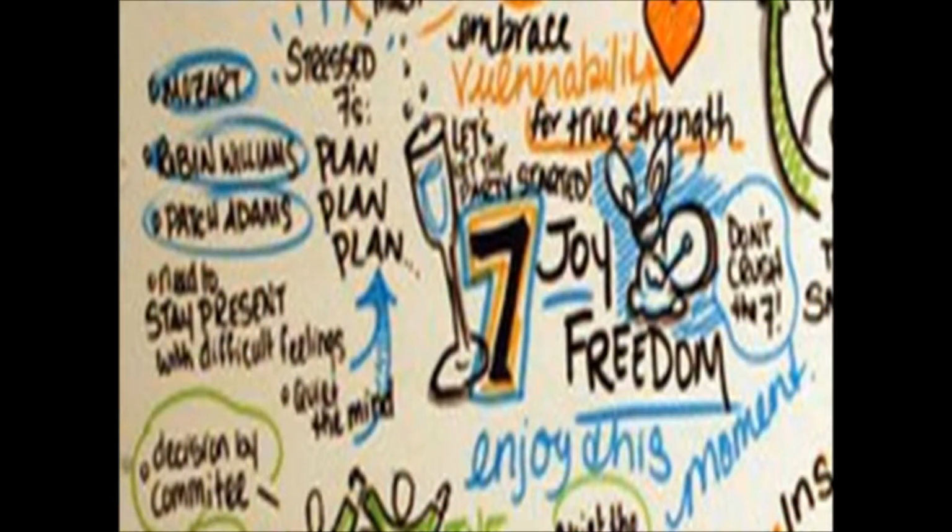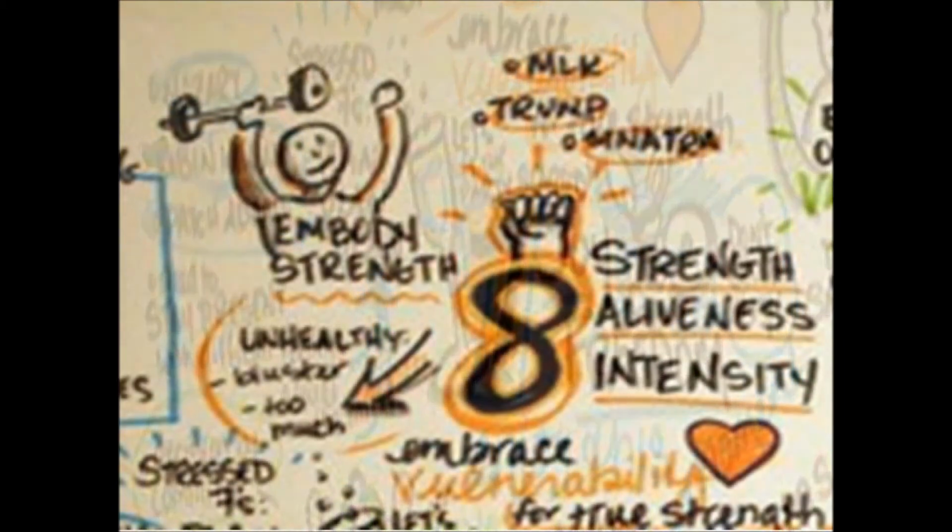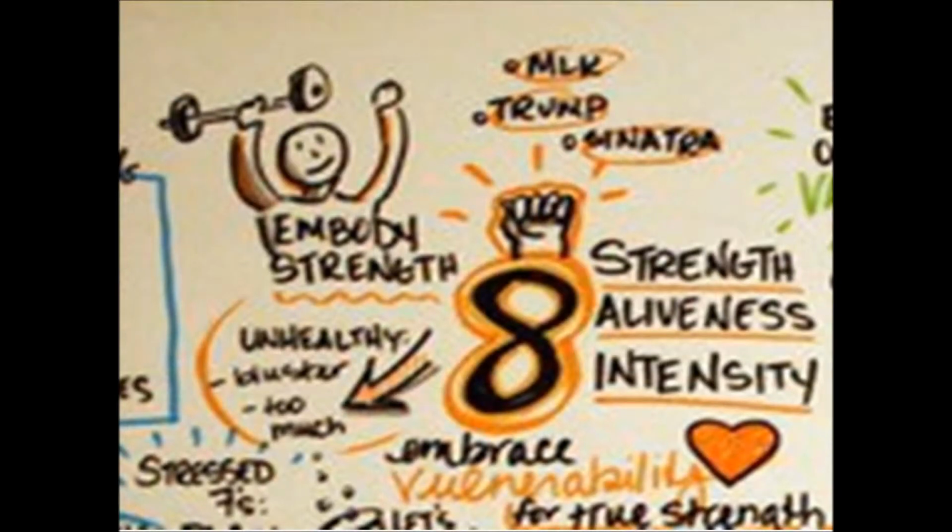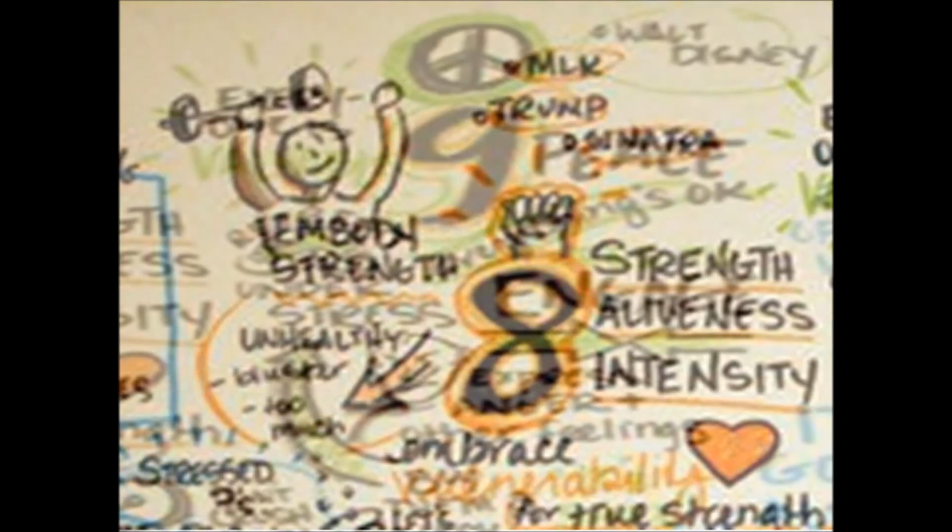Type 7, the enthusiast. Type 7 is spontaneous, versatile, acquisitive, and scattered. The main goal of the 7 is to adventure and to experience life. Type 8, the challenger. Type 8 is self-confident, decisive, willful, and confrontational. The main goal of the 8 is to challenge themselves and others to take advantage of opportunities.